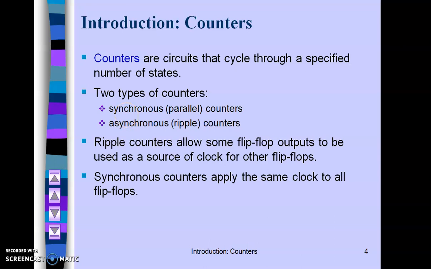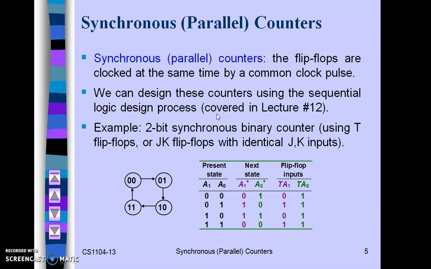In the previous lecture we discussed the introduction of counters, so once again we'll revise that part. Counters are circuits that cycle through a specified number of states. There are two types of counter: synchronous or parallel counter, and asynchronous or ripple counter. A ripple counter allows some flip-flop output to be used as a source of clock for the other flip-flop, and a synchronous counter applies the same clock to all flip-flops. That is the major difference between these two types of counter. So we'll see in detail how the synchronous or parallel counter works.